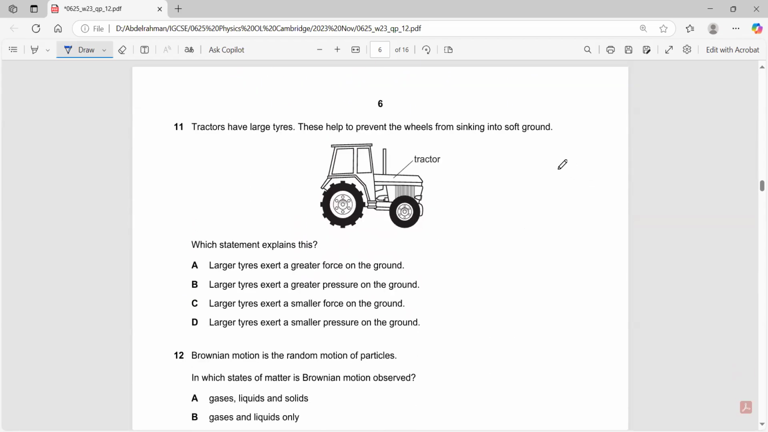Tractors have large tires. This helps prevent the wheels from sinking into soft ground. Which statement explains this? Why? Because the larger tires exert a greater force, a greater pressure, or a smaller pressure? Yes, a smaller pressure. They exert a smaller pressure.